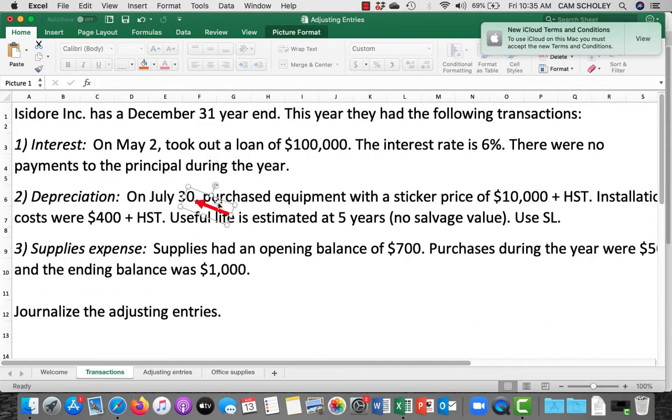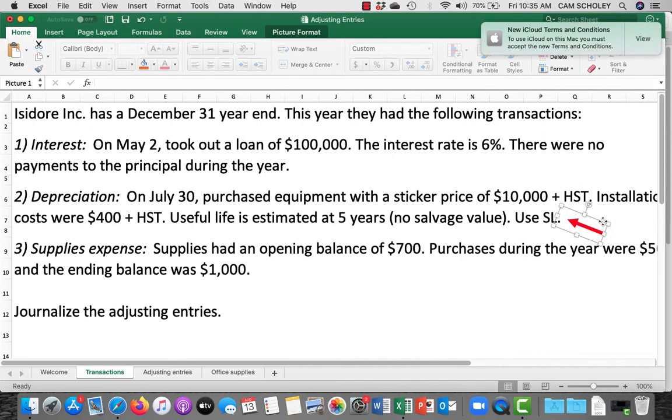Let's jump to number 2 now. So again, we've already talked about the date. So on July 30th, Isidore Inc. purchased equipment with a sticker price of $10,000 plus HST. Installation costs were $400 plus HST. That's value added tax. Useful life is estimated at 5 years with no salvage value, and then finally it tells you to use straight line depreciation.